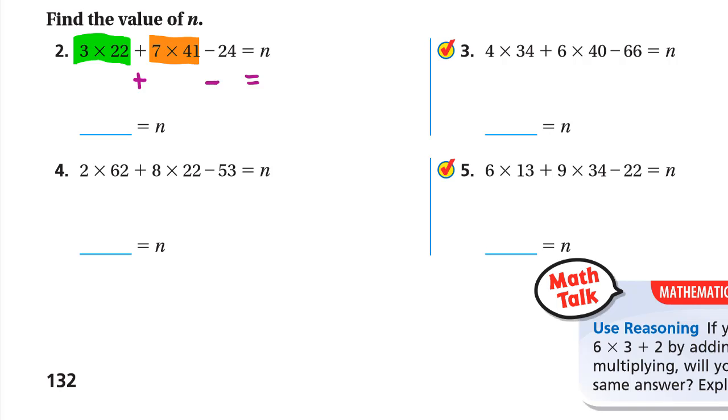So 3 times 22, let's use another color. 3 times 2 is 6. 3 times the other 2 is 6. So 3 times 22 is 66. And we can also do 7 times 41. So 7 times 1 is 7. 7 times 4 is 28. And minus the 24.